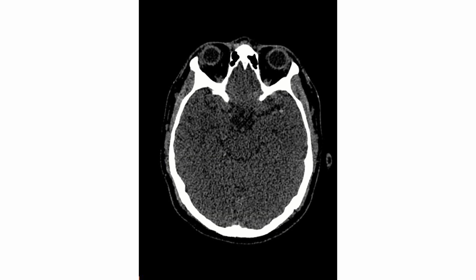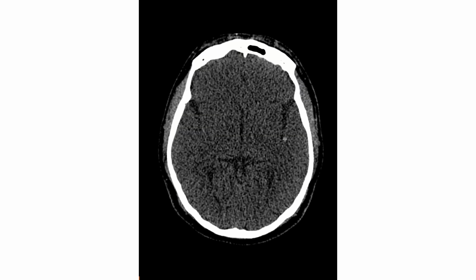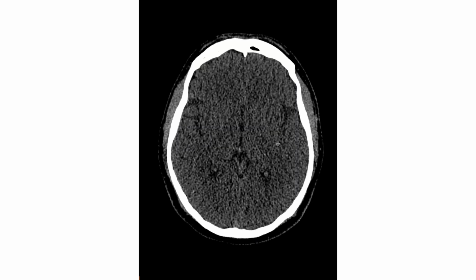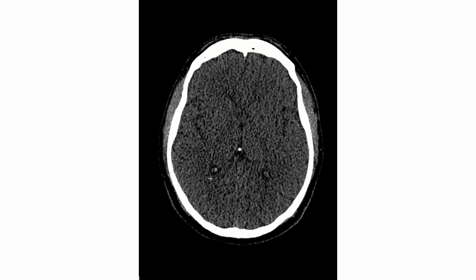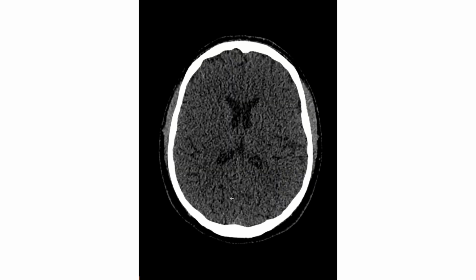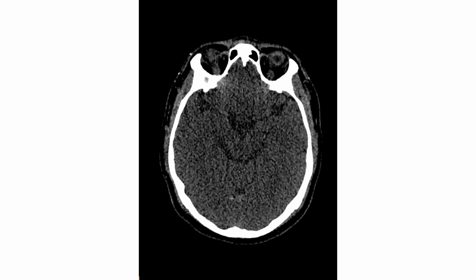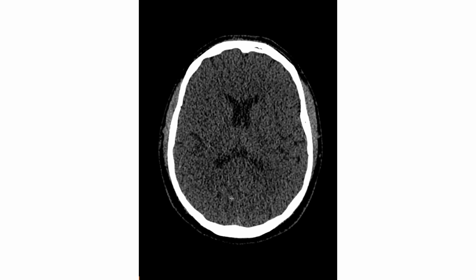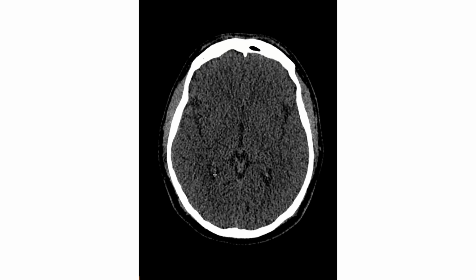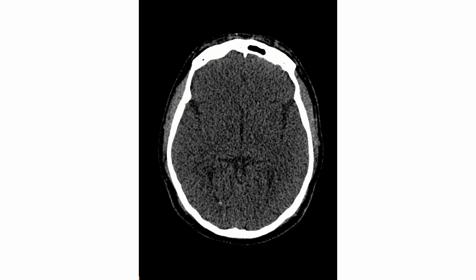Okay, then you look at your MCA cisterns, you look at your Sylvian fissures, which are very important structures to look for subarachnoid hemorrhage, as you guys see here. And then lastly, I look at my ventricles, make sure there is no intraventricular hemorrhage. So these are not hemorrhage. This is basically choroid plexus calcification.